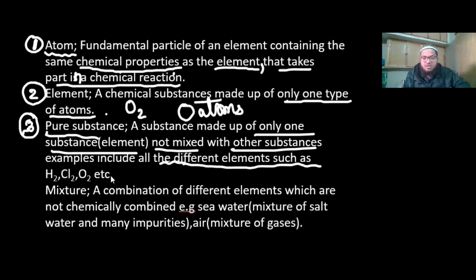Okay, they are not mixtures, they are not chemically combined with other elements. Well, actually, sorry, I shouldn't use the term chemically combined because that's a different definition. But for now, just remember that a pure substance is any substance made up of only a single element. In other words, any element is a pure substance. And these are the examples: hydrogen is an element, chlorine is an element, oxygen is an element, etc.